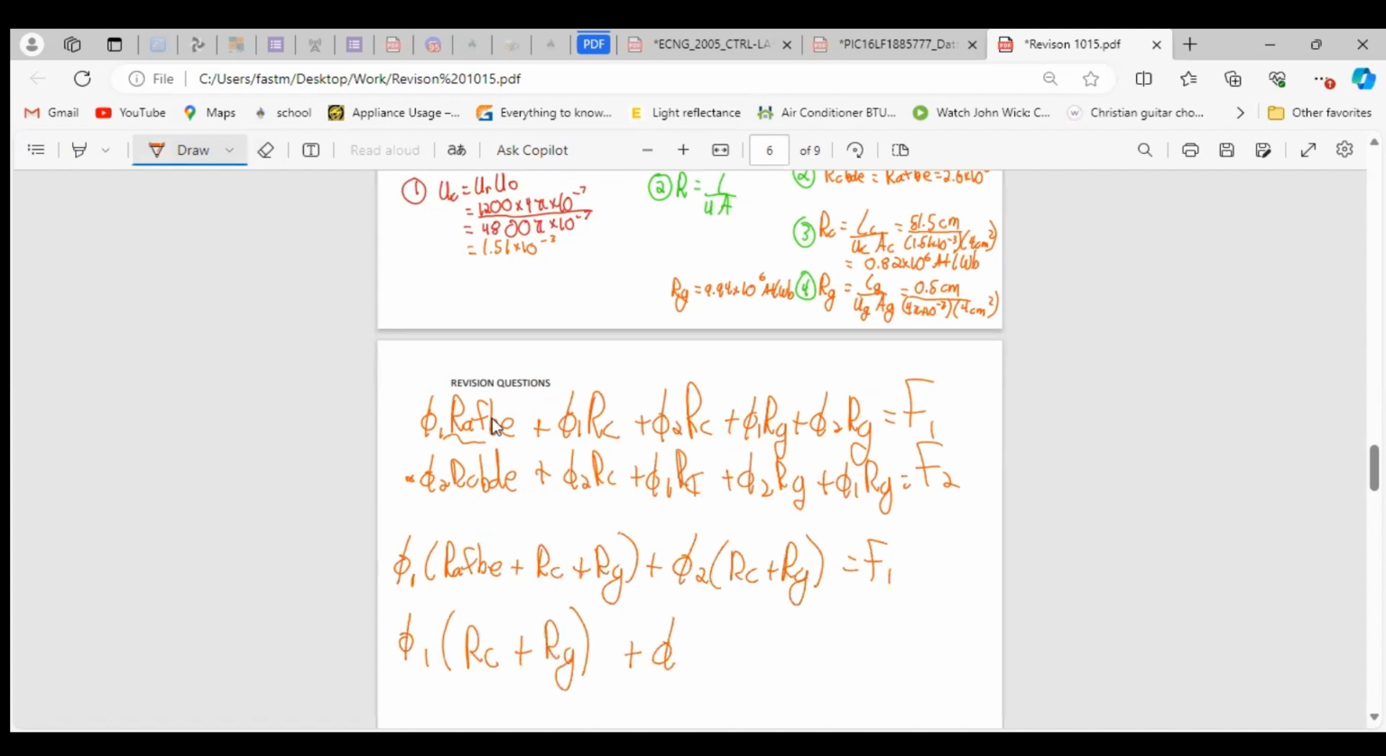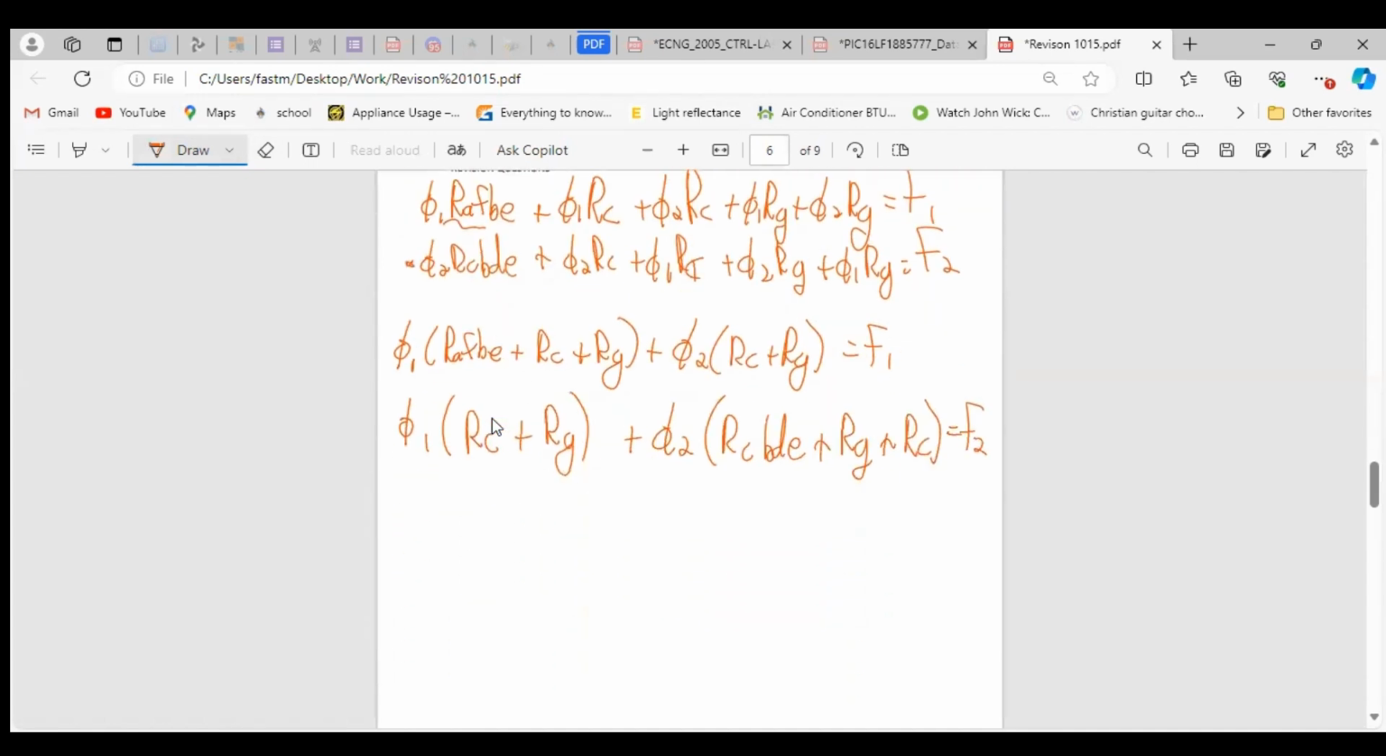And for phi 2, you have RC BDE plus your RG and your RC, and that is equal to F2. Right? So you have two equations.